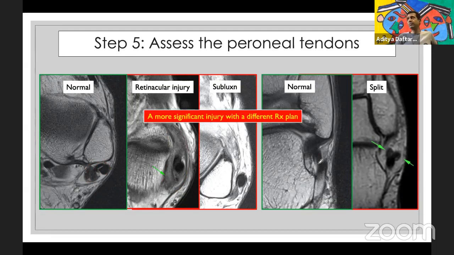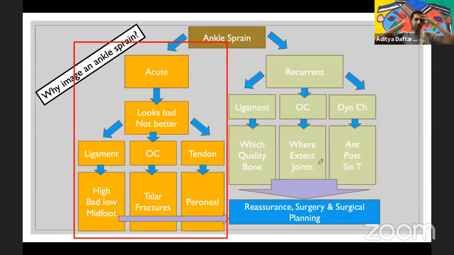Again, this is indicative of a different treatment plan, possibly if there's significant peroneal tendon involvement or if there's subluxation of the peroneal tendon. So when we're looking at the acute ankle sprain, again, to reiterate, we will scan patients typically when things look bad or they're not getting better as quickly as expected.